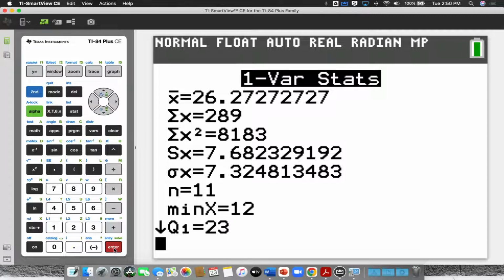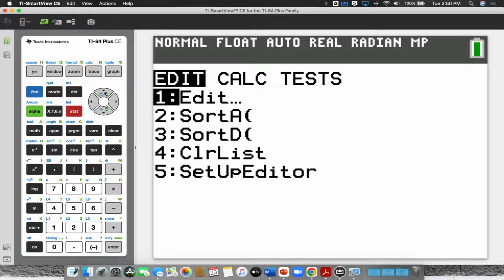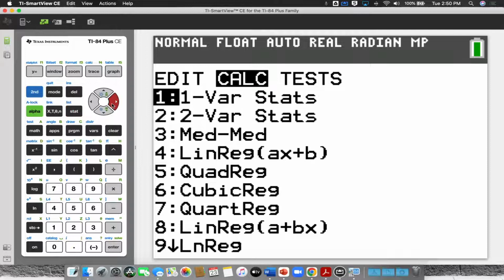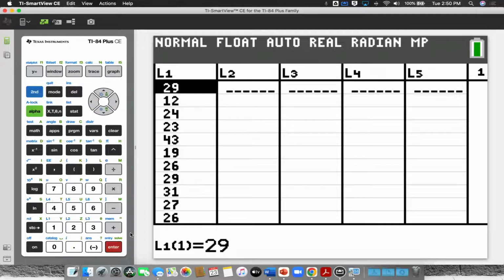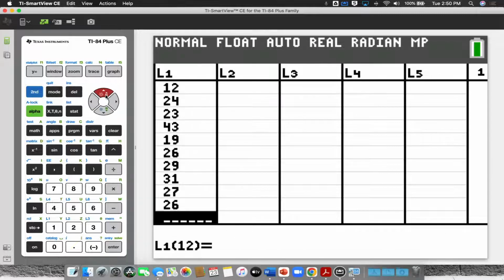Now it's 7.325. That's smaller, right? It went down because 9 was one of the extreme numbers. Okay? Let me put 9 back in. Let's take out another number. If 9 wasn't an extreme number, would it go down or will it stay the same? That's what we're going to talk about right now.